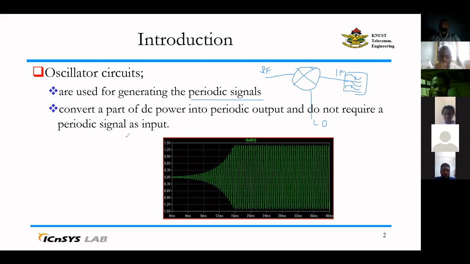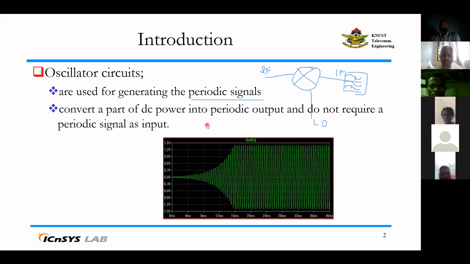And how does it work? The oscillator usually works by converting a part of the DC power that is used, for example, for biasing, into the periodic signal. Or even the noise that is inherent in the oscillator can be used to generate the output oscillating signal. What it means is that the oscillator doesn't require an input RF signal. From the circuit itself, it can either use its noise or part of the input DC signal, which is used for biasing, to generate the carrier frequency that we're talking about.